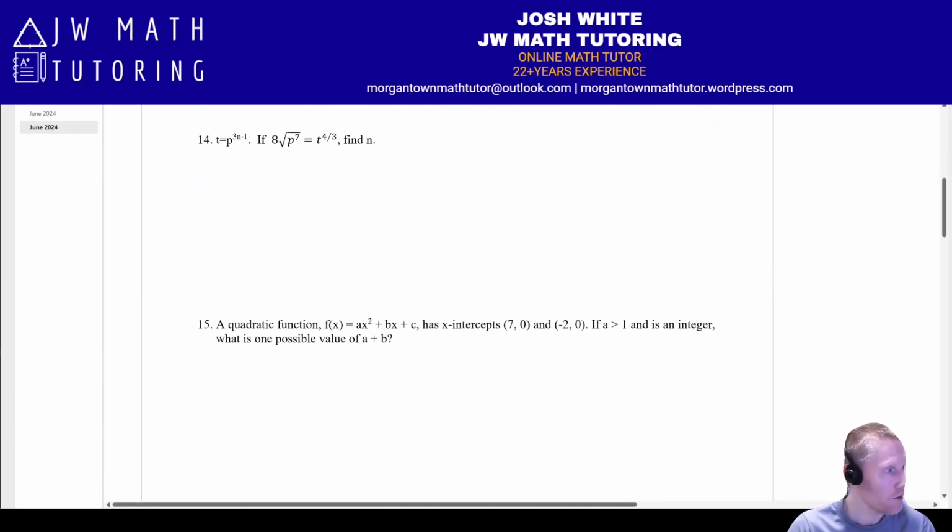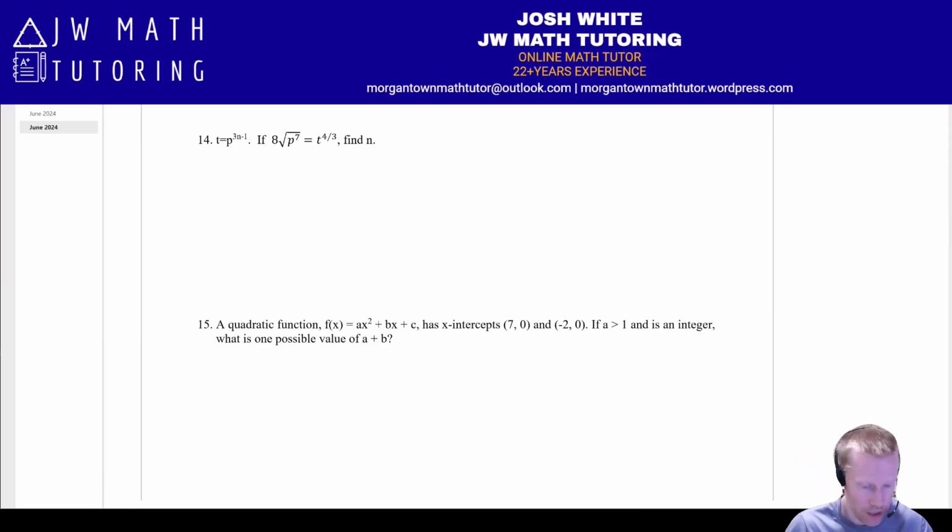All right, moving on. Next question. We have problem number 14. It deals with a couple different variables and two equations. So all we have to do to solve this is the following. Basically set these equal to each other, and then we're going to solve for n.